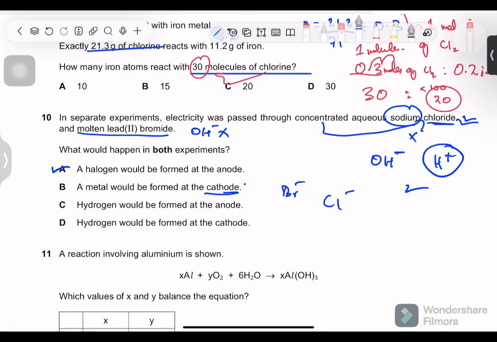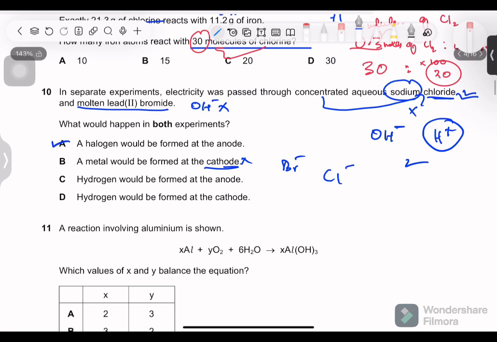So metal would not be formed in this case. Hydrogen would be formed at the anode. Hydrogen is a cation. It is formed at the cathode. Hydrogen would be formed at the cathode, not in both cases. In the lead(II) bromide, there is no hydrogen ion.